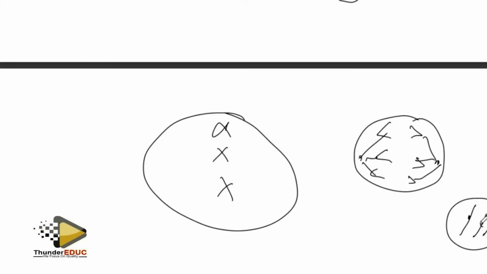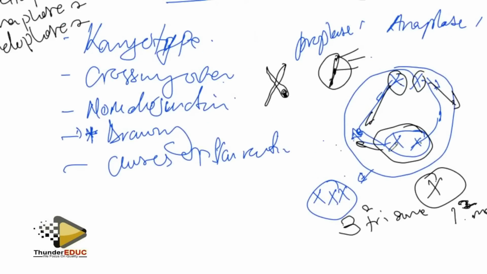The moment they reach the pole in telophase, it becomes what? It becomes an unreplicated chromosome. Don't call them chromatid. Let's go back to this last question of meiosis. Then we conclude it.